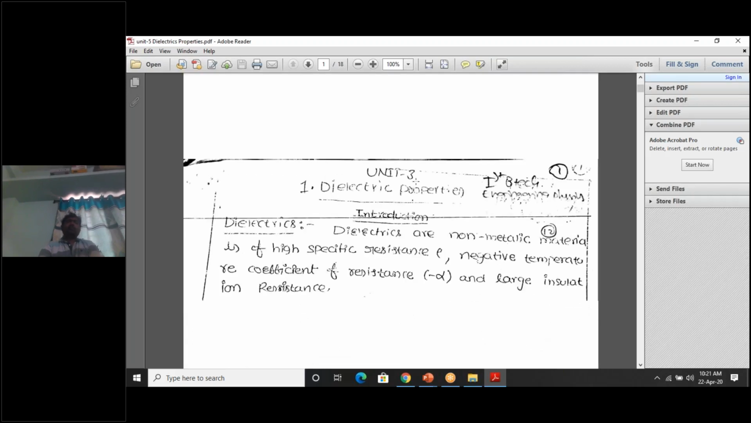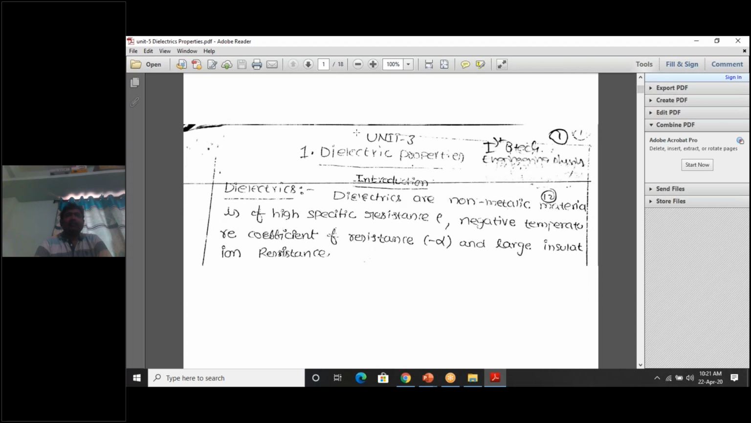This is one of the lessons in unit number 5. This notes is written for the old syllabus. So in unit 5, the first lesson is dielectric properties and the second lesson is magnetic properties.